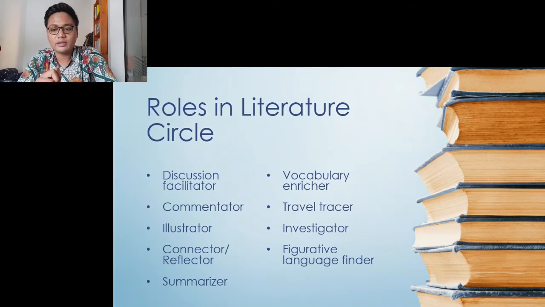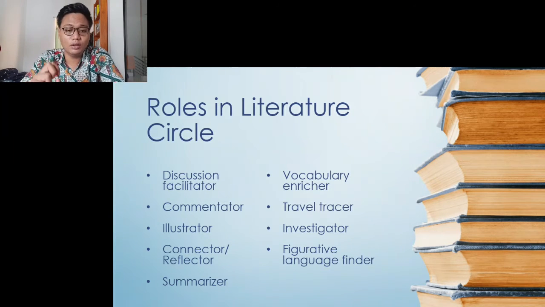Then the second is commentator. This role involves locating a few significant passages of text that are thought-provoking, funny, interesting, disturbing, or maybe powerful. The quotations are copied down with properly cited page numbers. And then the third is illustrator. As the term implies, this role in literature circle entails drawing, sketching, or painting a picture, portrait, or scene relating to the appropriate section of the novel itself.